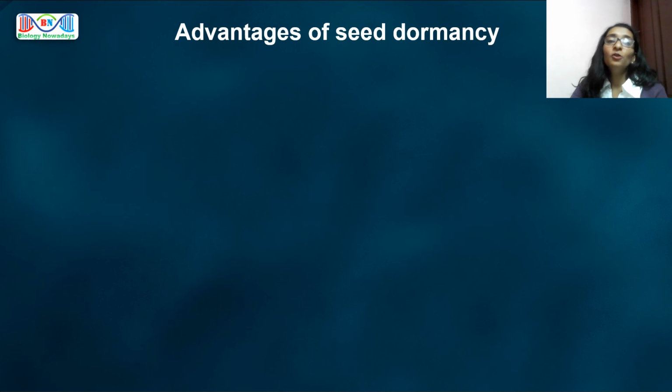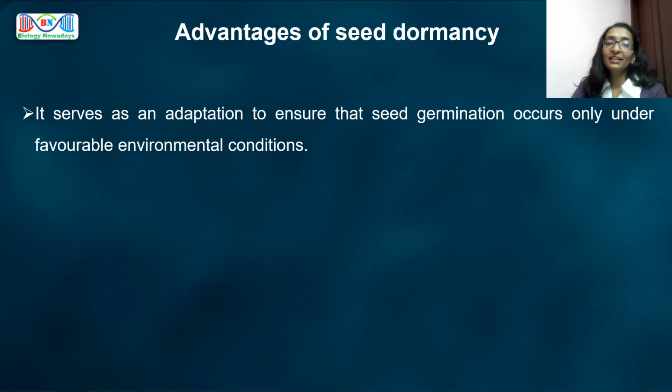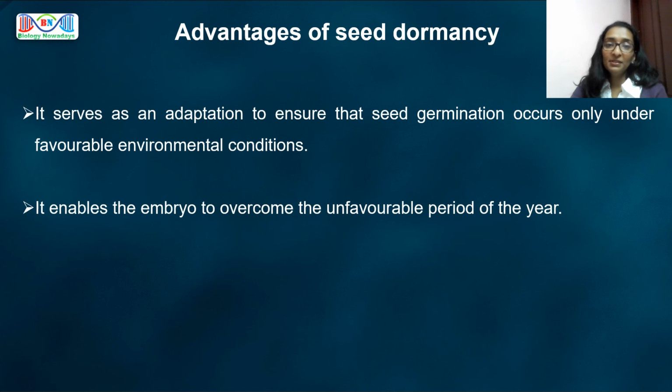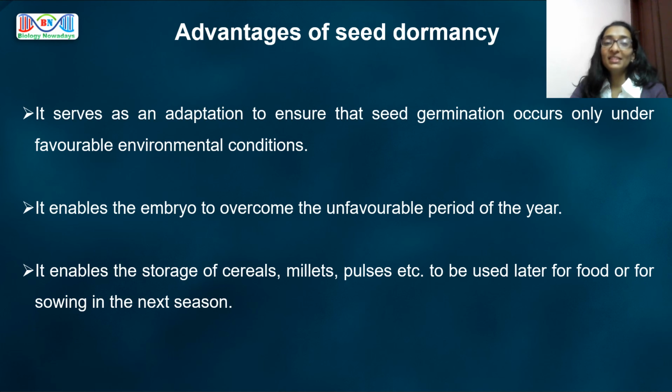Even though seed coat dormancy results in a delay of germination, there are some advantages too. It serves as an adaptation to ensure that seed germination occurs only under favorable environmental conditions. It enables the embryo to overcome the unfavorable period of the year like winter. It enables the storage of cereals, millets, pulses, etc. to be used later for food or for sowing in the next season.